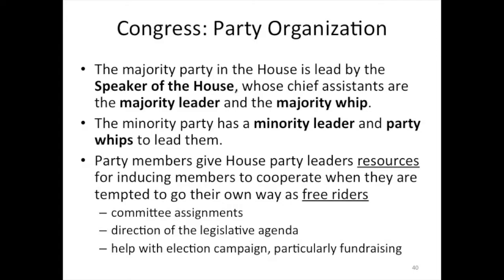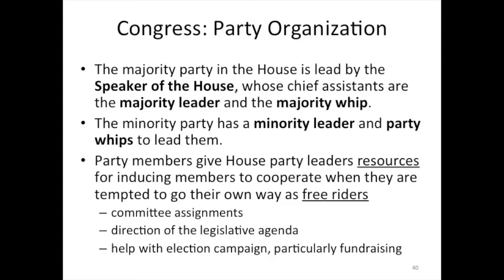The majority party in the House elects a leader called the Speaker of the House. The Speaker is given authority to appoint committees, make rules, manage the legislative processes on the majority's behalf. The Speaker's chief assistants are the majority leader and the majority whip. And the minority party has a minority leader and party whips to lead the minority too.